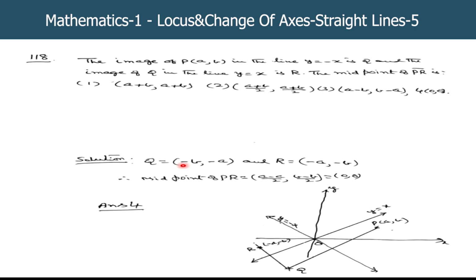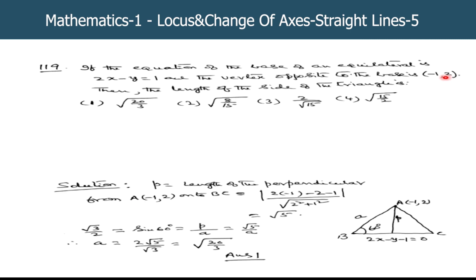So therefore Q is equal to minus b comma minus a, and R is minus a comma minus b, because R is the image of Q in the line y is equal to x. So therefore midpoint of PR is simply a minus a by 2 comma b minus b by 2, which is 0 0. Now you can see the diagram also. So answer is option number 4.